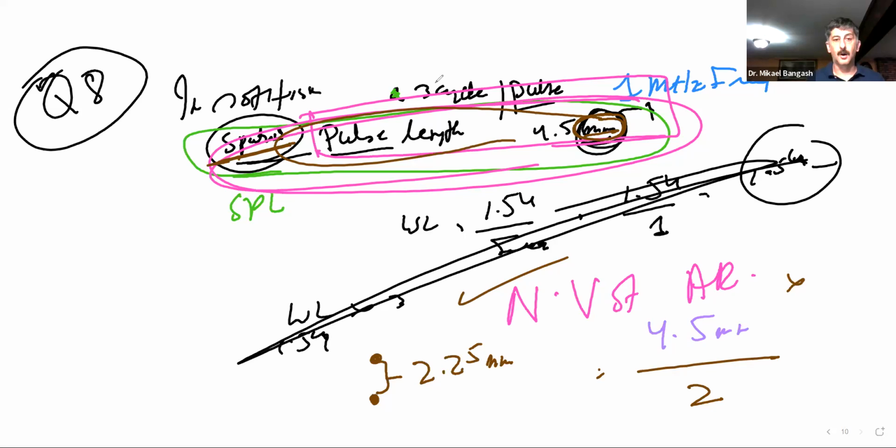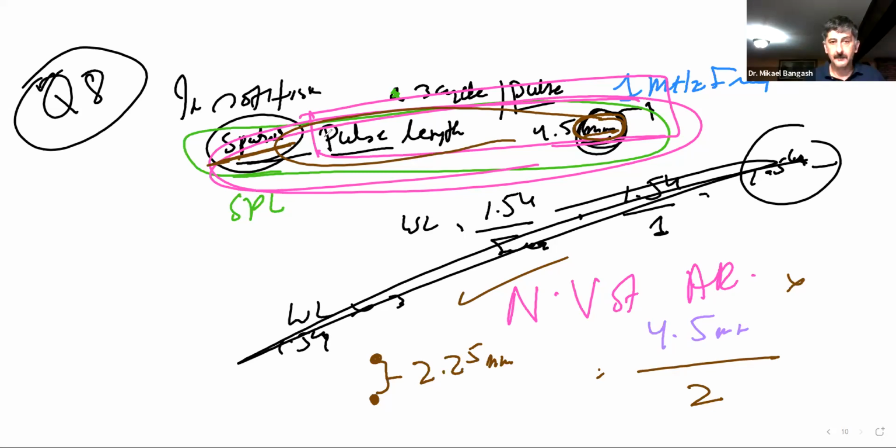Clear? The other way that you could look at a pulse is in time. If you ask how long a pulse is in terms of time, that would be referred to as the pulse duration. Clear? Did that make any sense? Yes, it did.